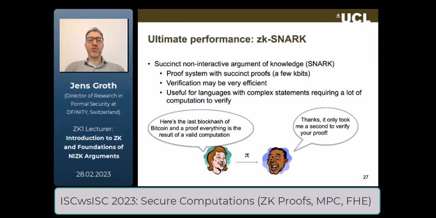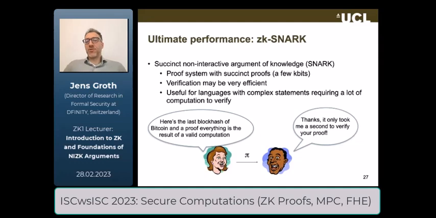And succinct means that the proof system has very little communication. So it's just a few kilobits or something like that. And we can actually do proof systems where the proof really is just a couple of kilobits or something in that order. And the verification may also be very efficient, right? If the proof is very compact, you could imagine maybe the verifier is also super efficient.